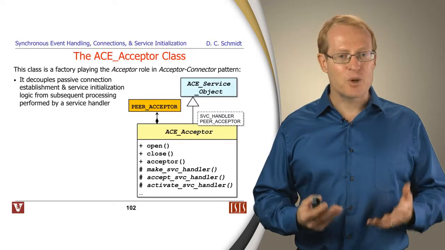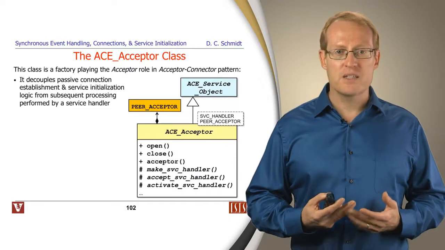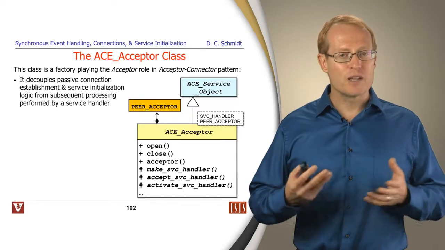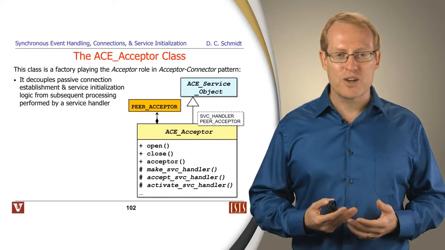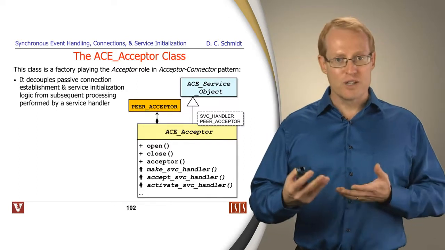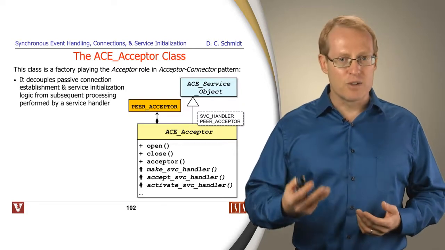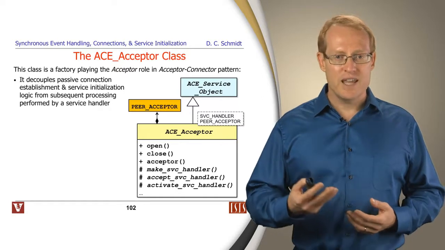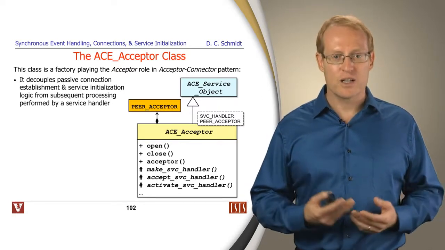The ACE Acceptor class is a factory that plays the acceptor role in the Acceptor-Connector pattern. Keep in mind, we're not really talking much about connectors in this particular set of slides because web servers don't really do connector roles, but there's lots of other literature and examples you can learn about the connector portions in the ACE Acceptor-Connector framework if you're so inclined.